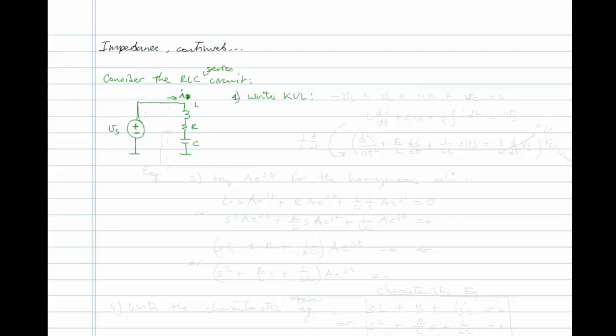which will be written from KVL. So we go around the loop counterclockwise, or clockwise, and we have minus Vs plus VL plus I times R plus Vc. All right. Now, if I want to write this in terms of current, let's replace VL. VL is equal to L di dt, right? And we have R times I already. And then the capacitor voltage will be 1 over C, the integral of I dt. This will be equal to Vs.